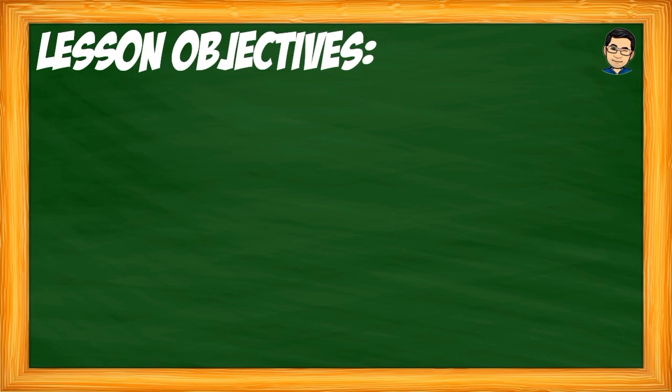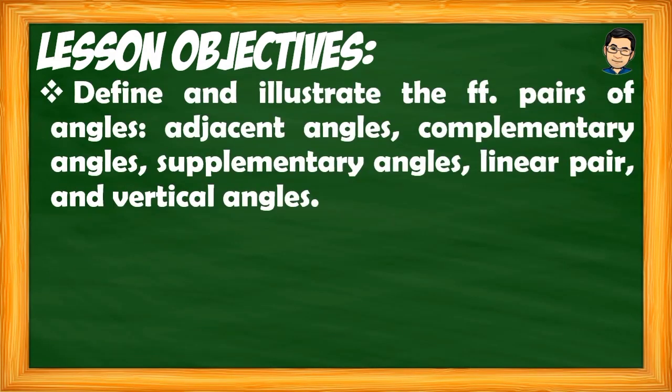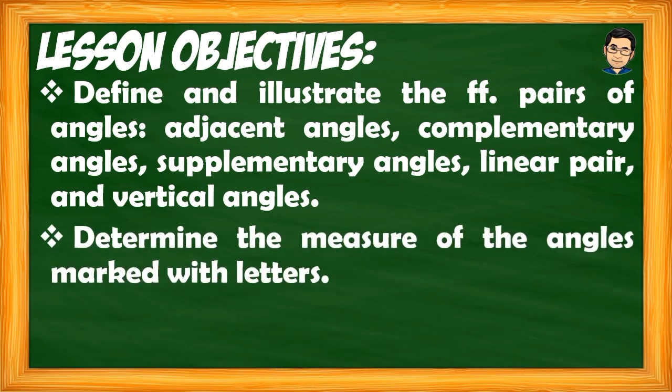So let us have the lesson objectives. We will define and illustrate the following pairs of angles. Ito po yung mga different kinds of pairs of angles: adjacent angles, complementary angles, supplementary angles, linear pair, and vertical angles. After natin i-discuss yung mga pairs of angles na yan, we will apply them through computation. So we will determine the measure of the angles marked with letters.